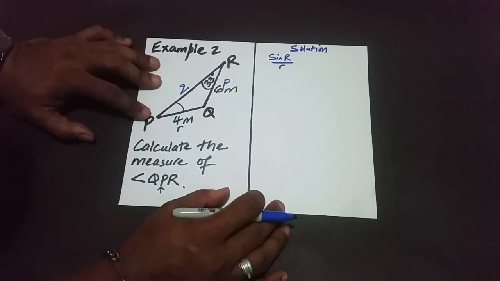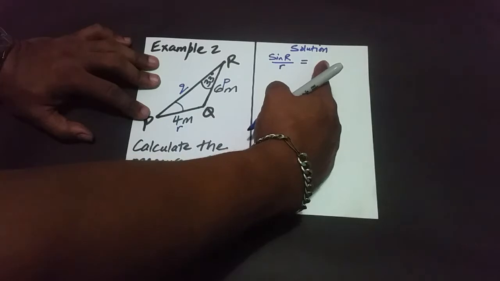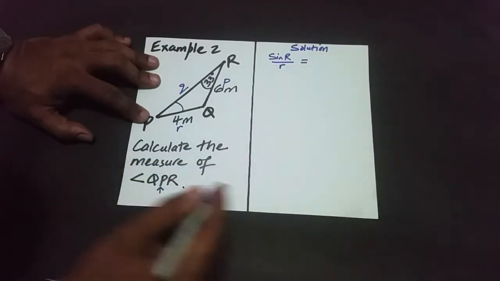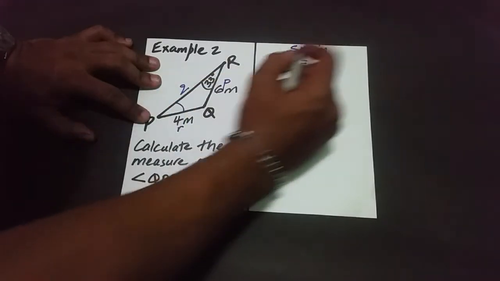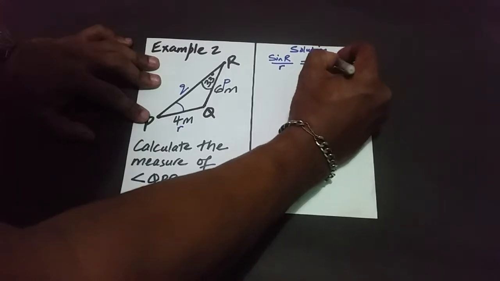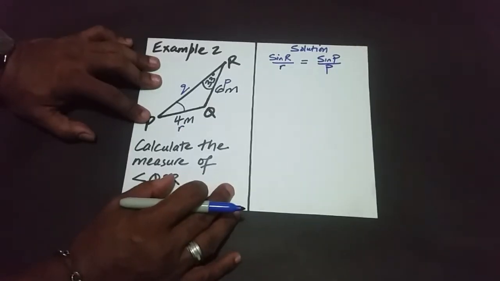So sine R over little r is equal to, and the other pair is going to be based on what it is that they're asking us to find. They're asking us to find the angle at vertex P. So we are forced to use sine P over little p. Q would not be involved in this working out at all.